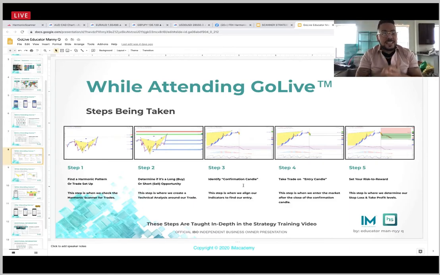Now that you've identified the confirmation candle, you know that not only is this market looking like a sell market or looking like a buy market, but you're also identifying the exact entry. Like, okay, this is a buy, this is a sell, and it is going to be a buy or a sell right now, not later, right now, with this confirmation candle. And at the close of this confirmation candle, we then get to take the trade on the entry candle. Now, this is going to be the best.